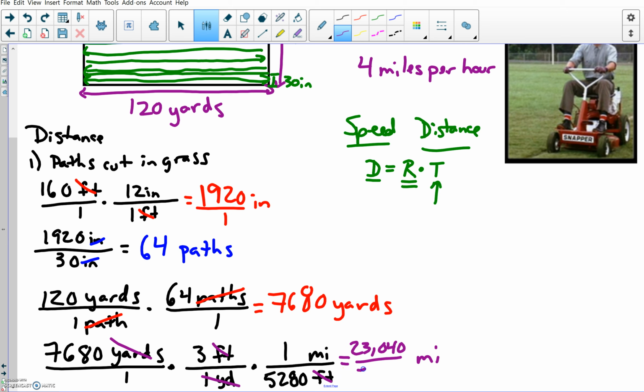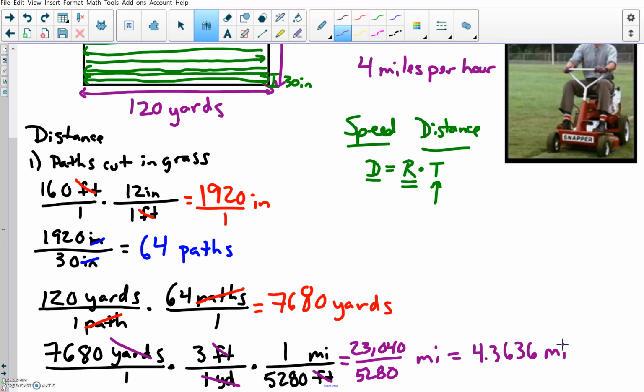Over the bottom, which is just 5,280. So once we multiply across the top, multiply across the bottom, we divide the final two numbers. And so this is going to come out to be 4.36 repeating miles.